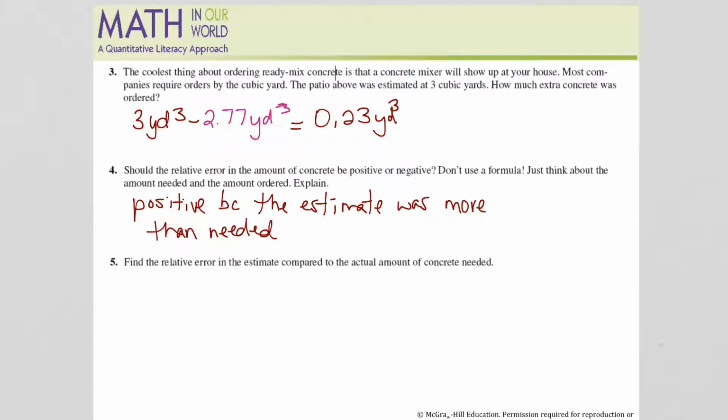Find the relative error. Okay. So if we want to find the relative error, then we ordered 3 yards, but we only needed 2.77. New minus original, new minus original over original. That gives us 0.083 or 8.3%. So we have 8.3% more than we needed.